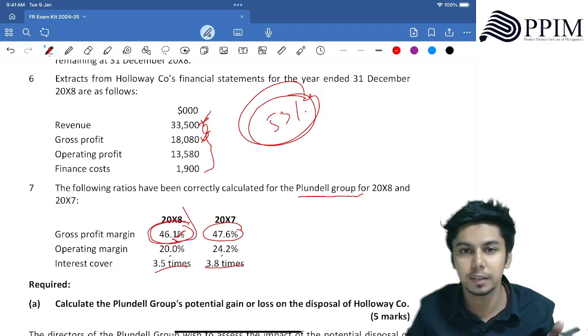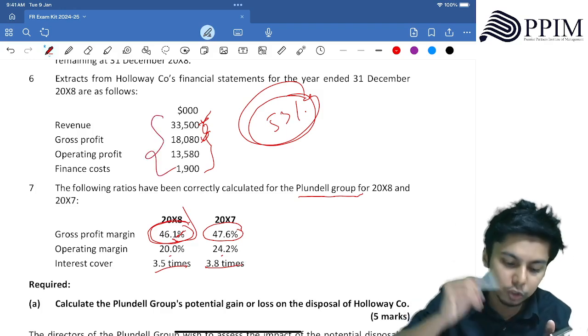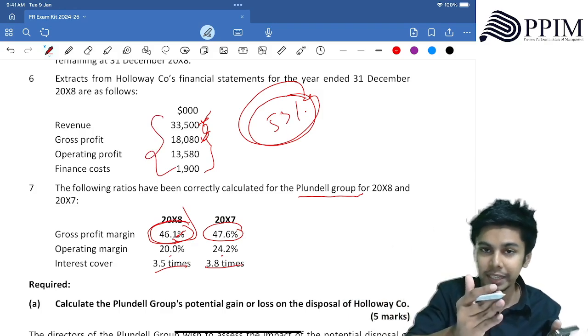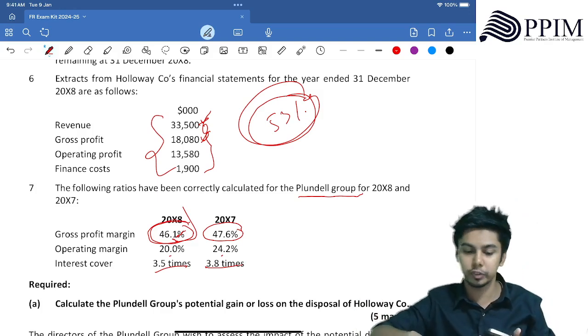Like that, you can start doing. If you want to make your answer much better, you can calculate individual ratios for Holloway even, so that you can show it is important and should not be sold. Okay, continue with your work.